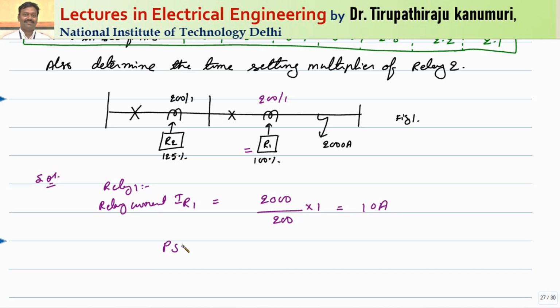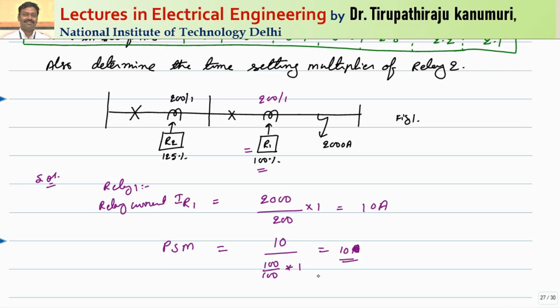From this I can calculate the plug setting multiplier. The plug setting multiplier will be equal to this 10 amperes divided by the secondary side CT current setting, which is mentioned as 100%. So it is 100 divided by 100, multiplied by the rated current of the secondary side of the CT, which is 1. If you substitute, this is equal to 10. So the plug setting multiplier came as 10.